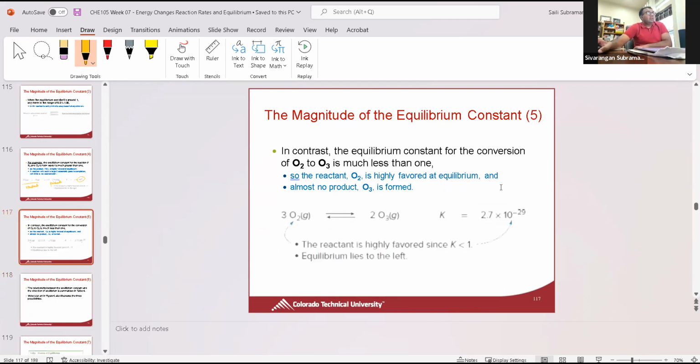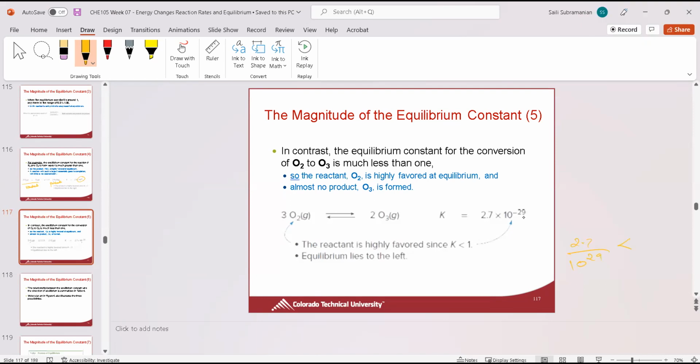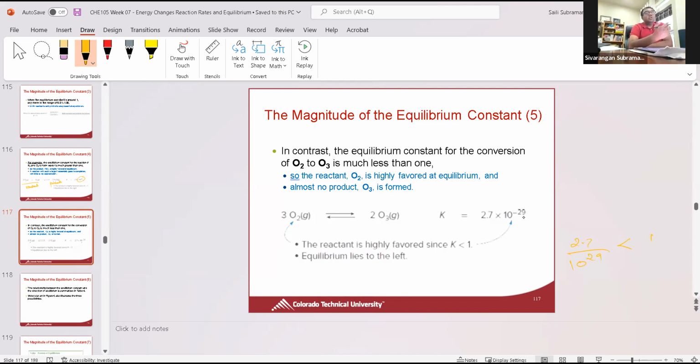On the other hand, the equilibrium constant for the conversion of oxygen to ozone is much less than 1. Look at this value. The K value, the equilibrium constant, is 2.7 times 10 to the power negative 29. Would you guys agree that this is significantly small? Yes. Okay. And that implies that in this reaction, you are going to have oxygen dominating compared to the formation of ozone. Almost no ozone product is formed.